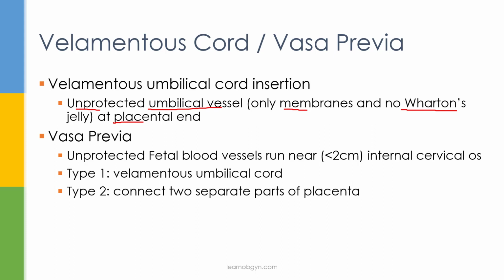A Vasa previa is when there's unprotected fetal blood vessels that are less than 2 centimeters from the internal cervical os. Remember, less than 2 centimeters is also the same criteria for a low-lying placenta. A type 1 Vasa previa is when the unprotected fetal blood vessels are from a Velamentous umbilical cord. And for a type 2, the unprotected vessels are actually vessels that are connecting two separate parts of a placenta.